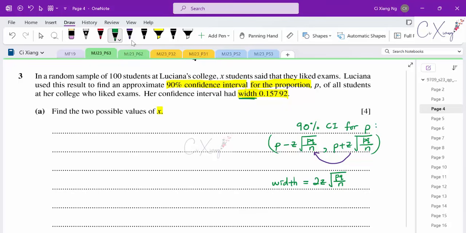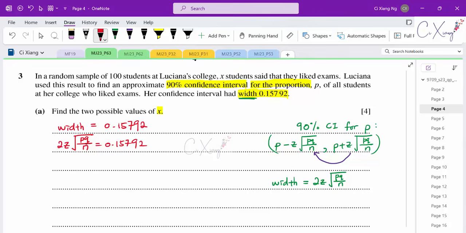Okay, so this is the formula for width, and now we are going to apply this formula and equate it with this value so that we can slowly solve for the value of P. Since they are saying that width is equal to 0.15792, if I substitute the formula for width, it will be 2z times the square root of PQ over N, equals 0.15792.